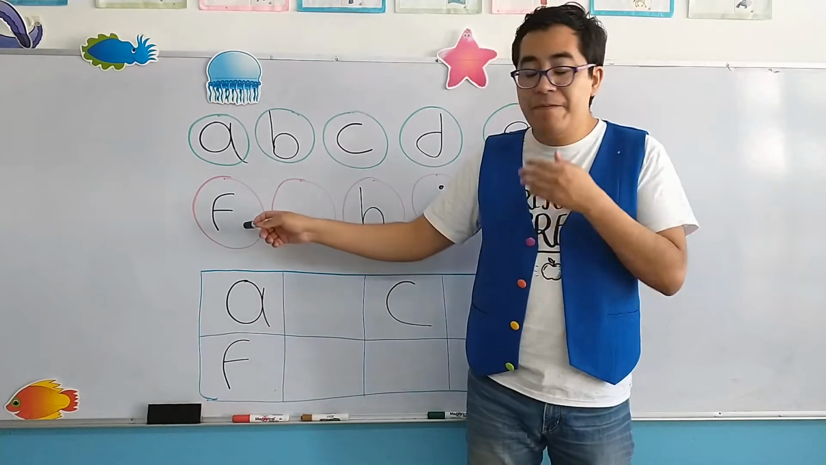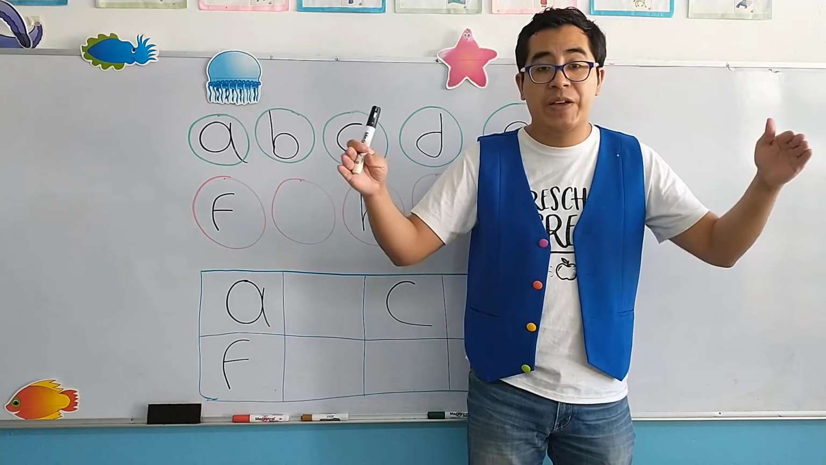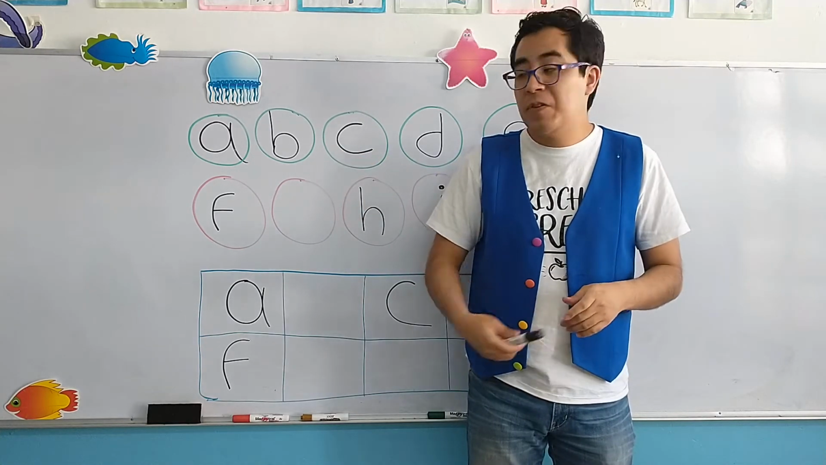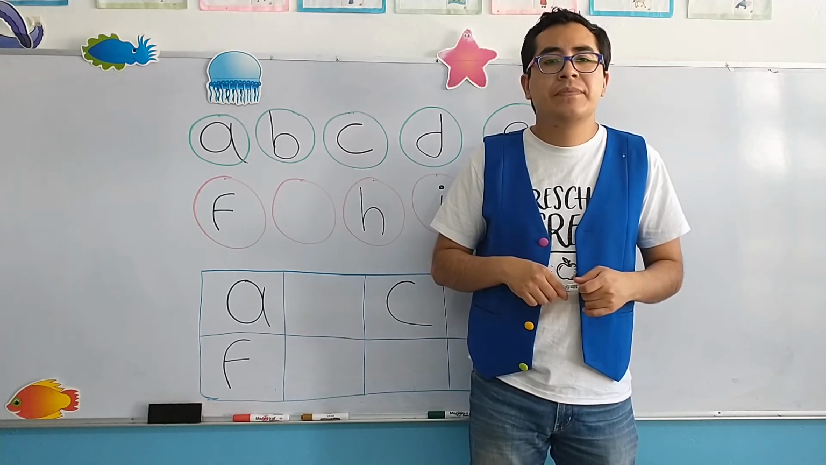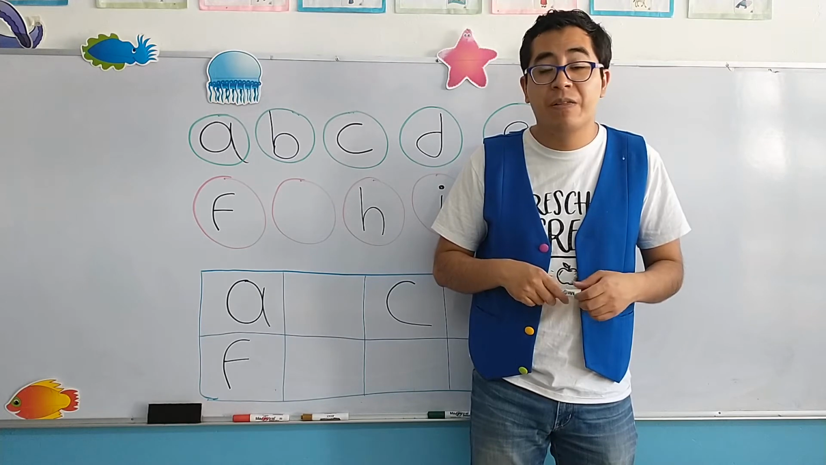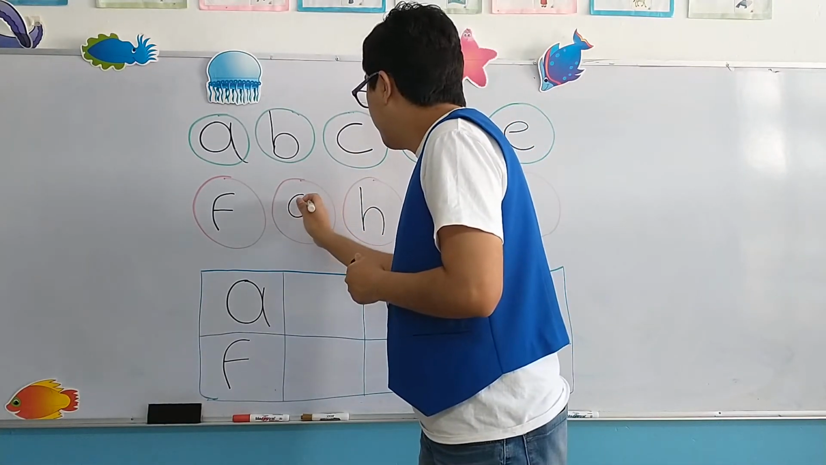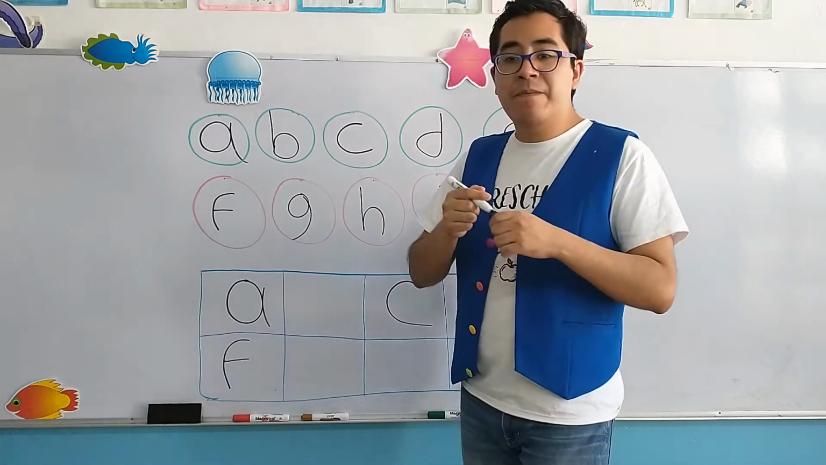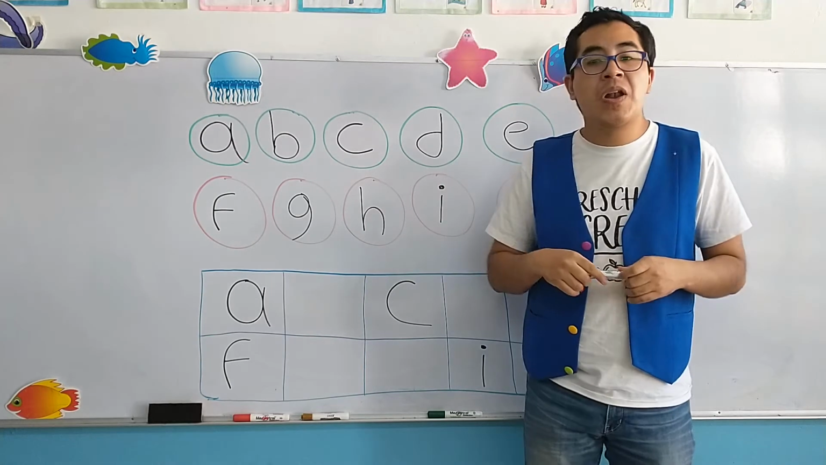Next, we have the small f, the letter of fish, the letter of fat person. After small f, what's the next letter? The letter of grandmother, the letter of girl, small G. Okay, very good. After small g, we have small h.